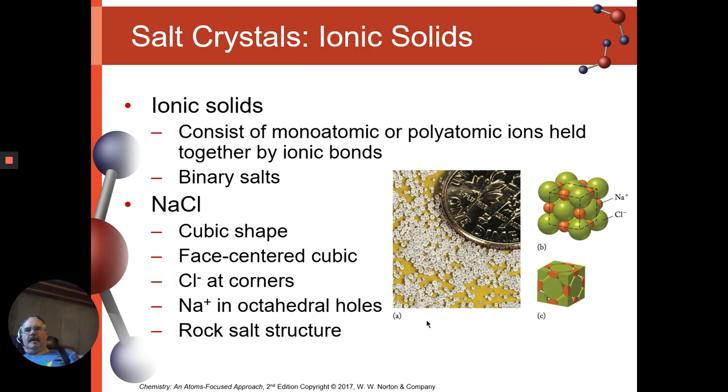Okay, here we have some ionic solids. And starting out with binary salts like sodium chloride. Sodium chloride has crystals which are in a cubic shape. It has a face-centered cubic unit cell. The chlorides are at the corners. The sodium is in the octahedral holes.